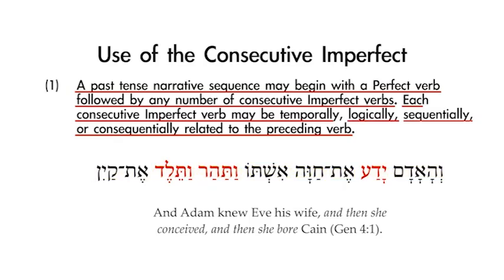Here's the translation. And the man knew Eve, his wife. Here, "knew" is a perfect 3ms verb, denoting a completed action. Now here come the consecutive imperfect verbs. And so she conceived, and then she bore a son, Cain. You have three verbs in this particular verse. The first verb is the perfect verb. The second two verbs are the consecutive imperfect verbs that continue that sequence of verbal actions. This is the first use of the consecutive imperfect to denote a past tense narrative sequence.